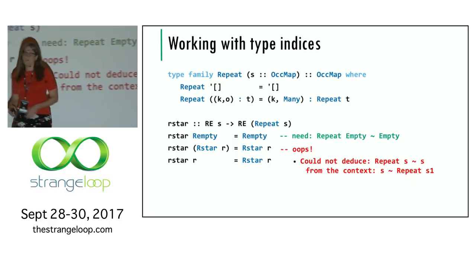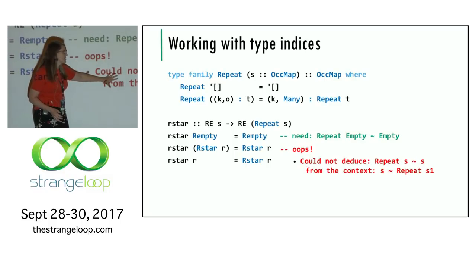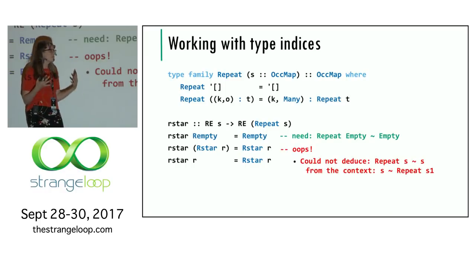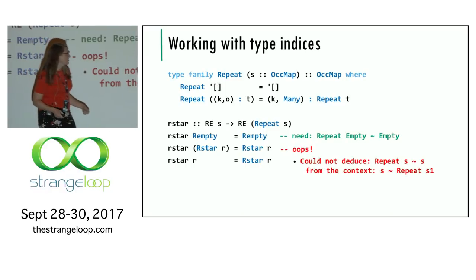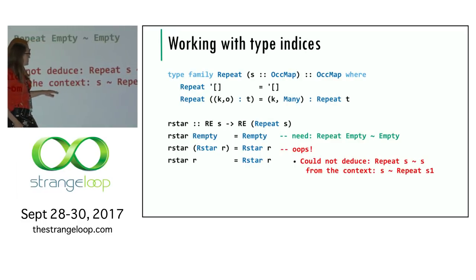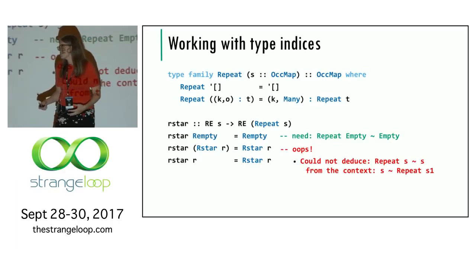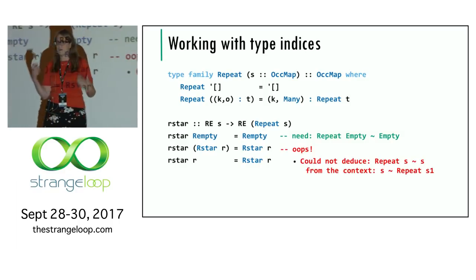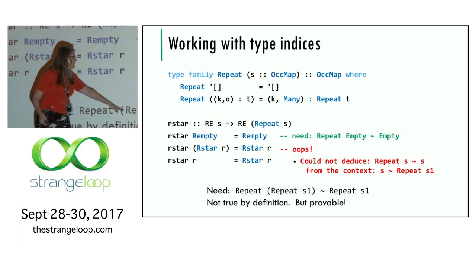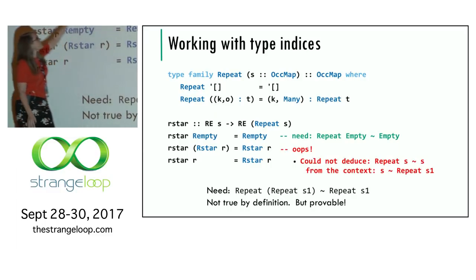When I was developing this, I got to this point and I got this type error message, and it says, I couldn't figure out that repeat s is equal to s under the constraint that s is equal to repeat s1. Well, what is it telling me? It's telling me it can't figure out that if you repeat something twice, that's the same as repeating it once.